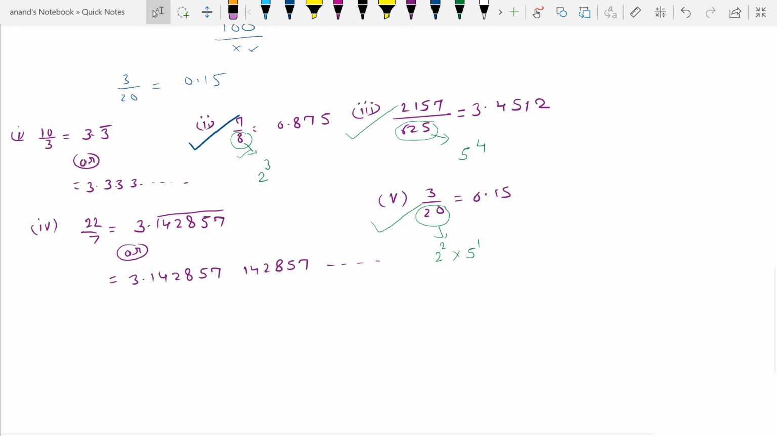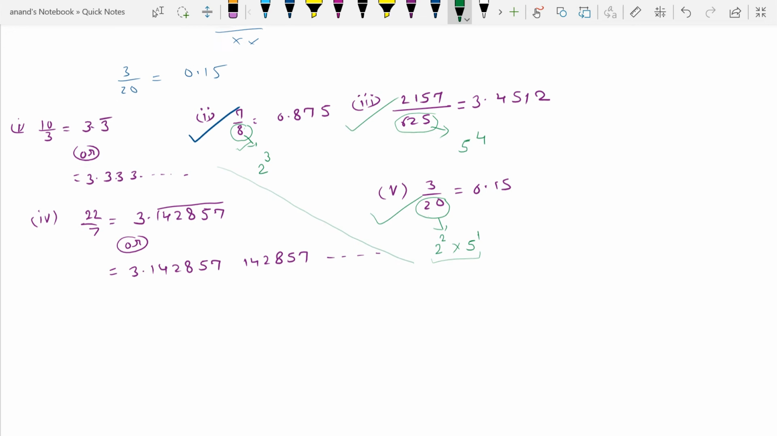So we can say from these three examples that the decimal expansion of any fraction is terminating only when the denominator has powers of 2 or powers of 5 or the combination of the powers of 2 and 5 both, and no other number.